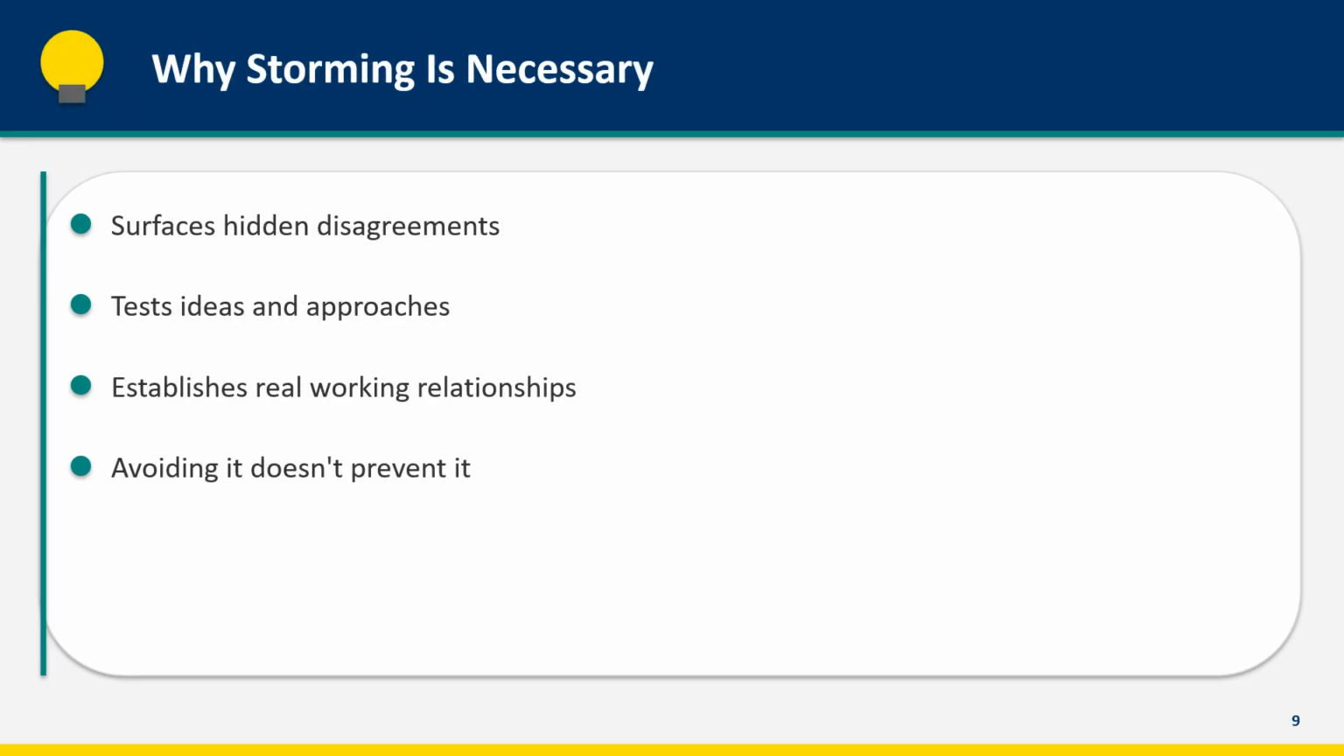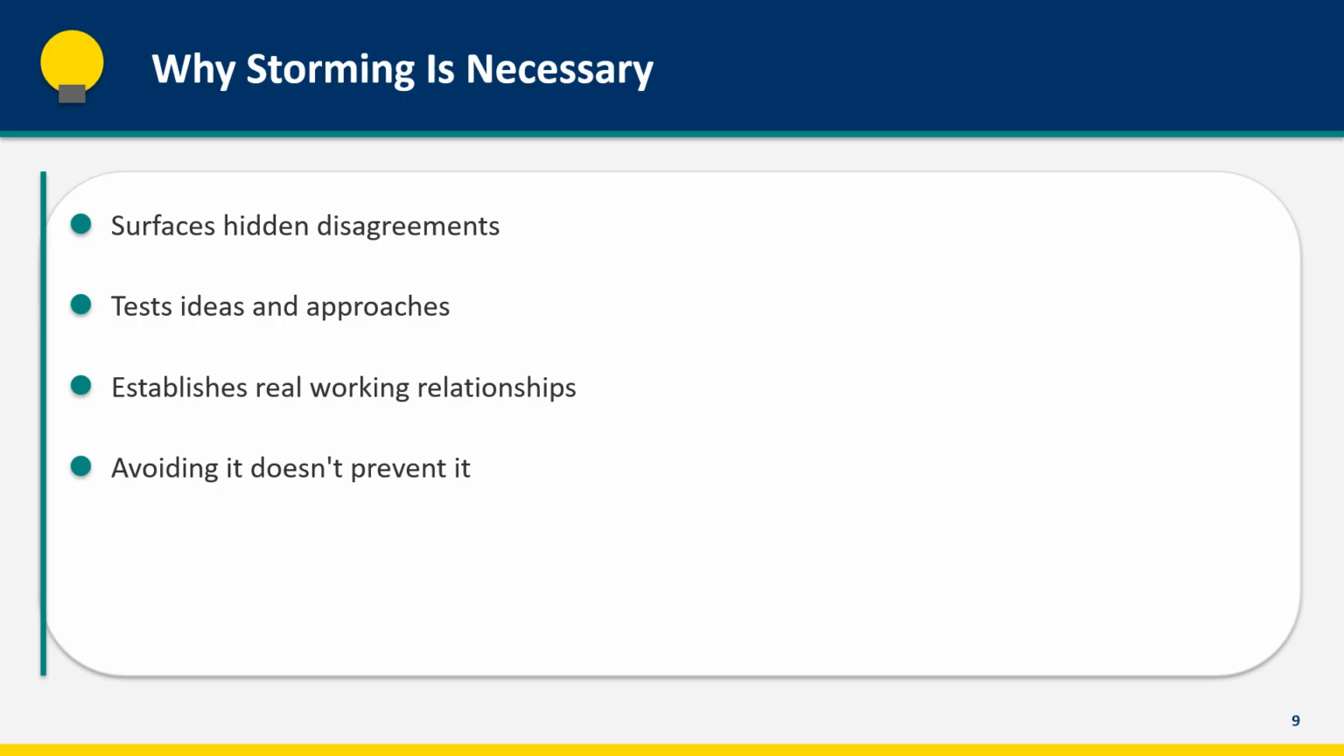Storming feels destructive, but it's necessary. It surfaces hidden disagreements that would otherwise undermine the team later. It tests ideas and approaches. Conflict often leads to better solutions than false harmony. It establishes real working relationships based on authentic understanding, not surface politeness.